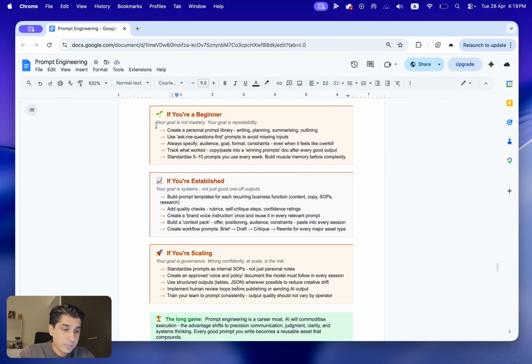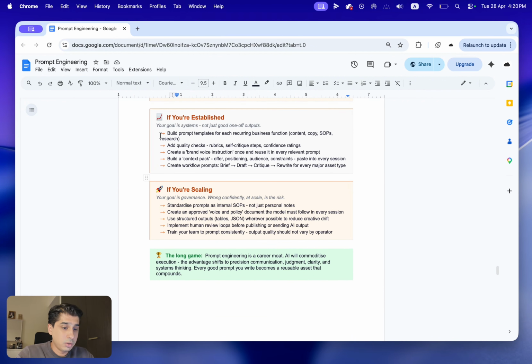Now, if you're a beginner, your goal is not mastery, your goal is repeatability. Create a personal prompt library, which I've already given you guys. Use ask me questions first, so prompts to avoid missing inputs. Always specify your audience, goals, formats, constraints, even when it feels like overkill, okay? Track what worked. So copy paste into a winning prompts doc after every good output. Just make sure you have your own library saved on your own PC, and standardize 5 to 10 prompts you use every week. So build muscle memory before complexity.